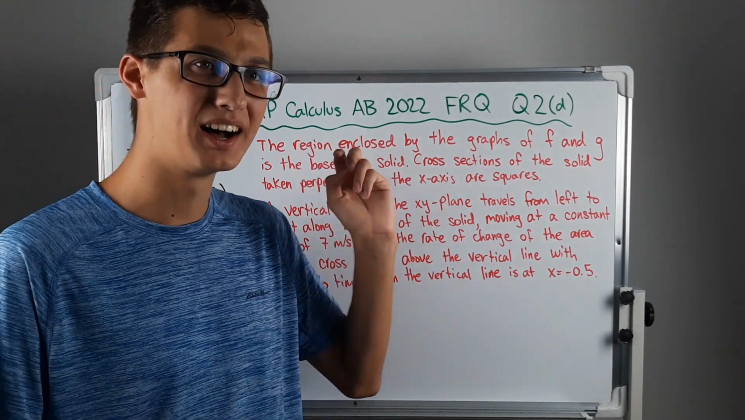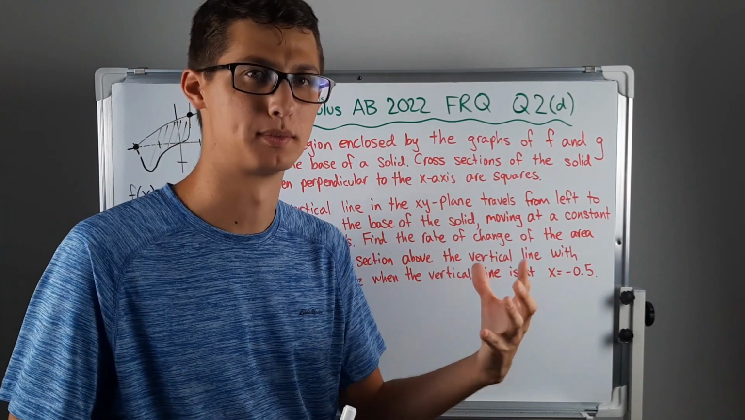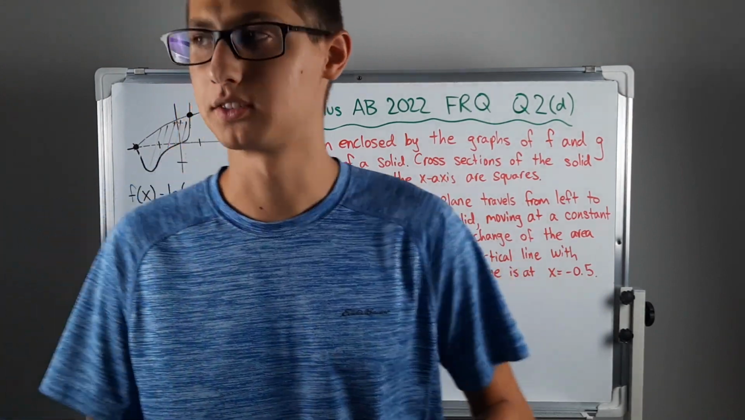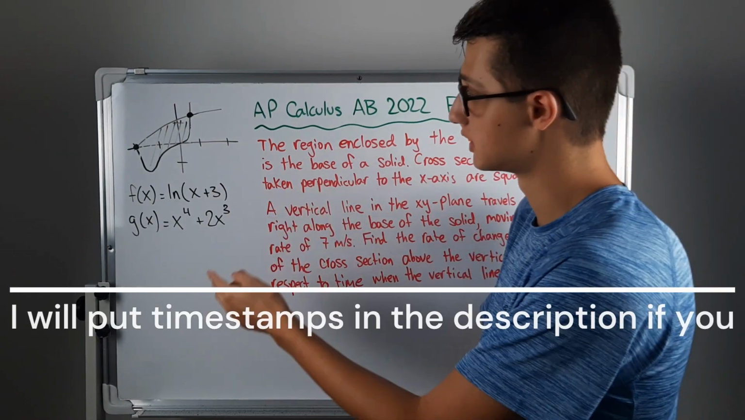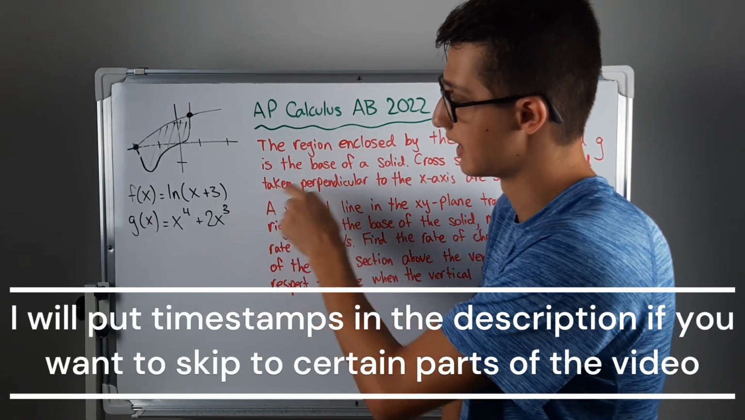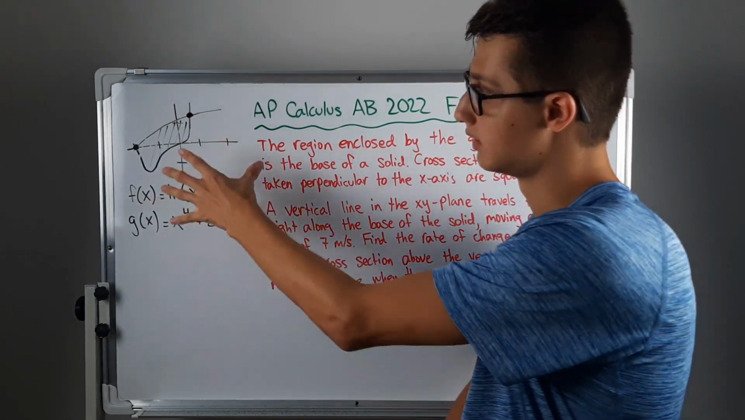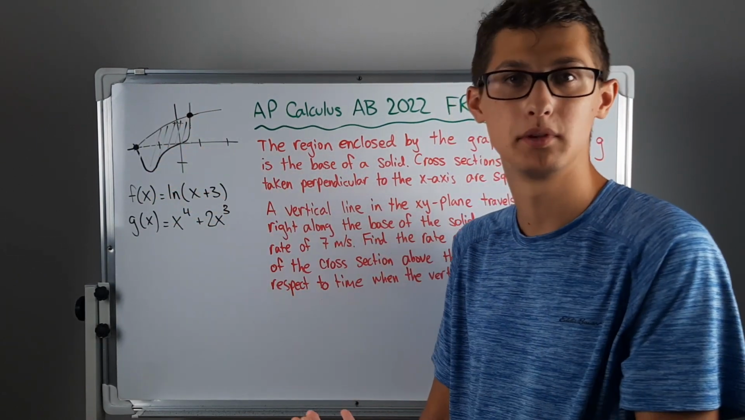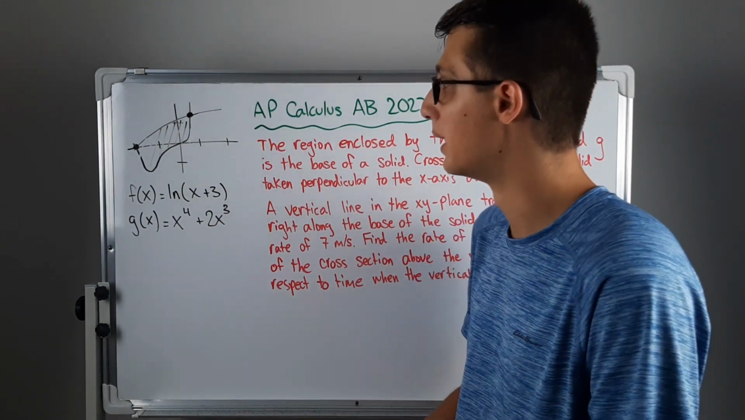So, the question, I modified it a little bit just to make things make a little more sense. Let me start by describing what's going on. We have the functions ln of x plus 3 and x to the fourth plus 2x cubed, and this is what it looks like. It doesn't label the functions, so you're supposed to figure it out on your own.